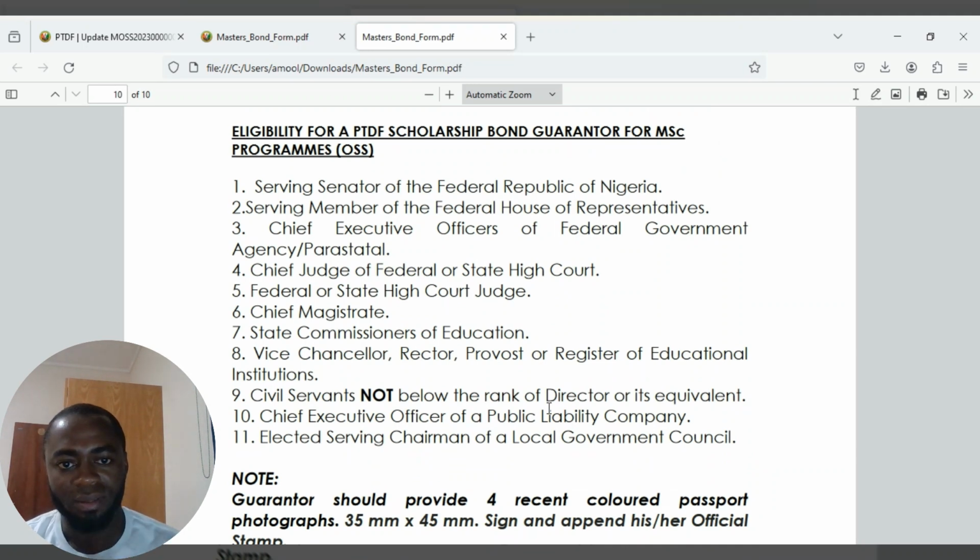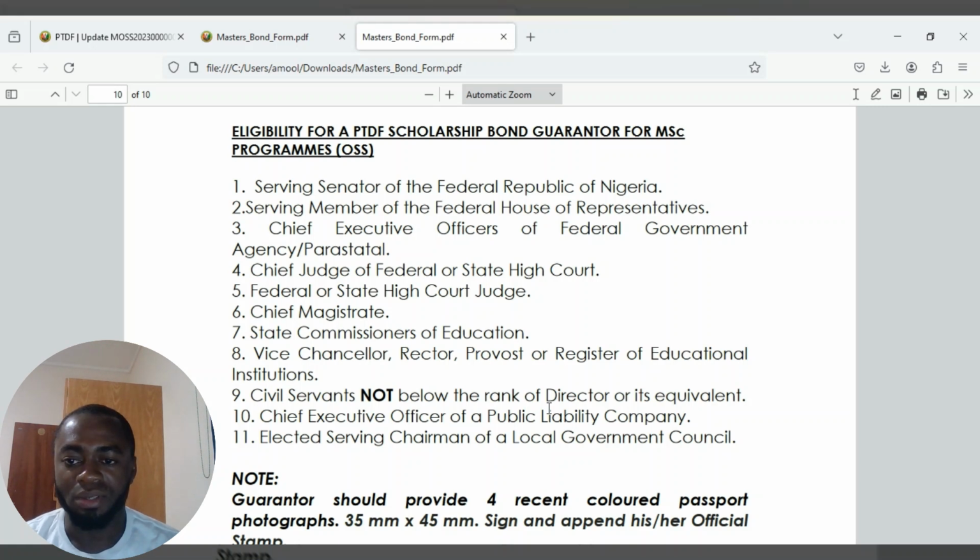So you see, you have a list of persons that should be considered to be eligible to append their signatures and their necessary details as guarantors for your PTDF scholarship. First, you have a serving senator of the Federal Republic of Nigeria. Secondly, you have serving member of the Federal House of Representatives. Third, you have chief executive officers of federal government agency and parastatal. Then you have chief judge of federal or state high court. Fifth, you have federal or state high court judge.